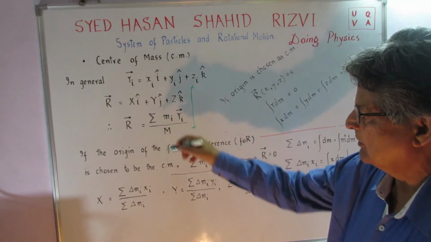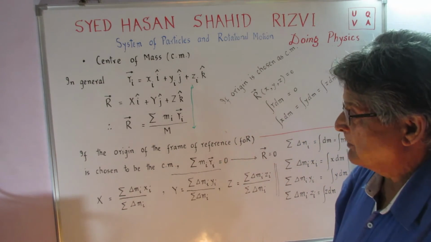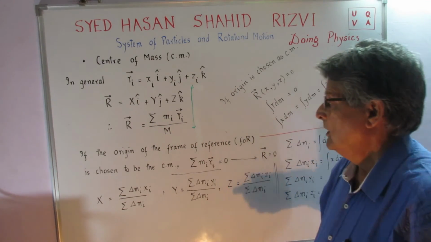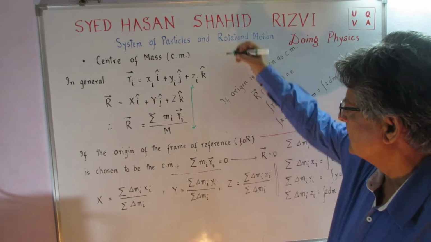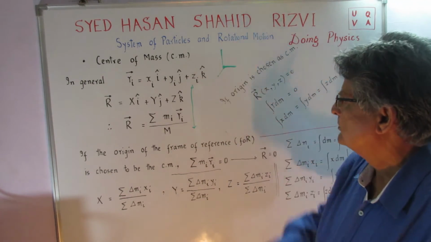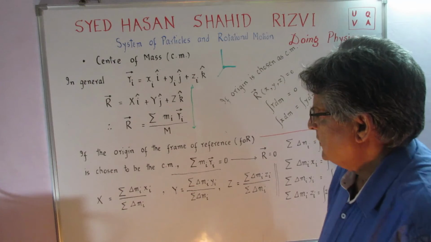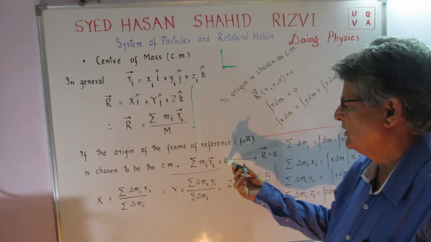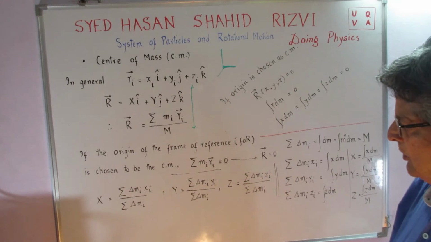The center of mass is calculated like this. Now again I go back to the same thing. What happens if the origin of the frame of reference, FOR, capital R, in the coordinate system with y, x and z axes, is chosen to be the center of mass? Then, very interesting, this sigma m_i r_i will turn out to be equal to 0, and therefore R will also turn out to be equal to 0.